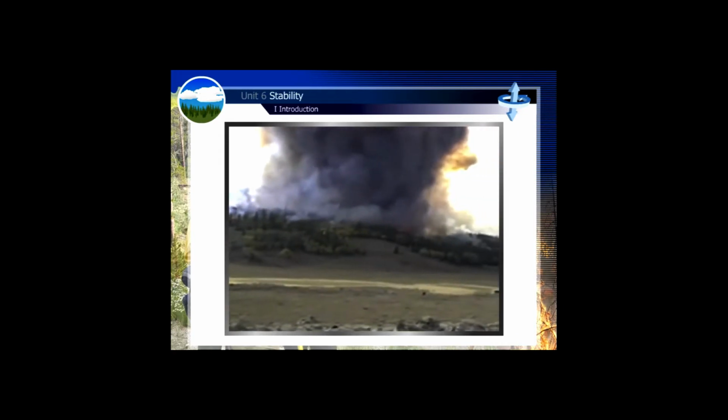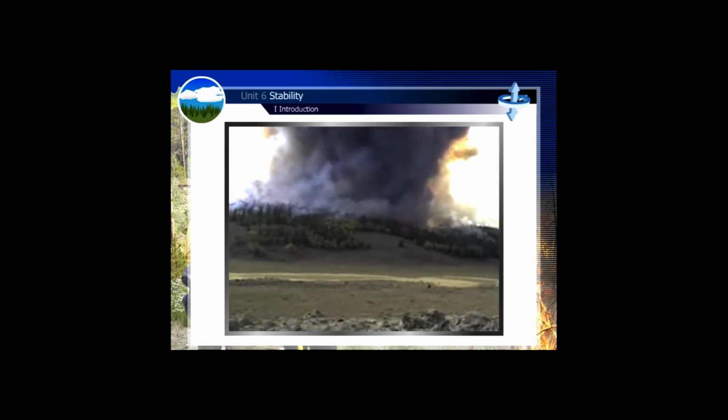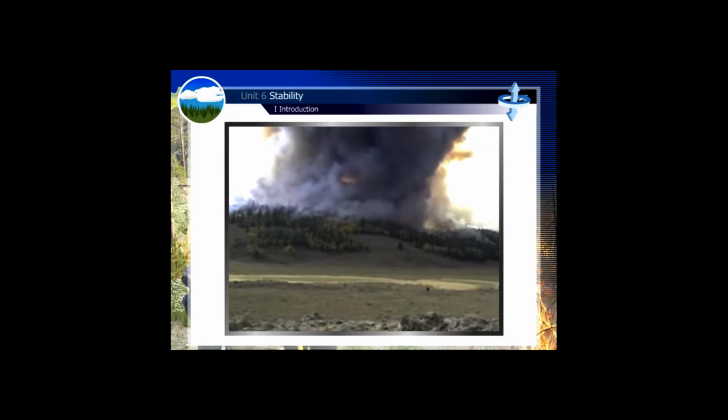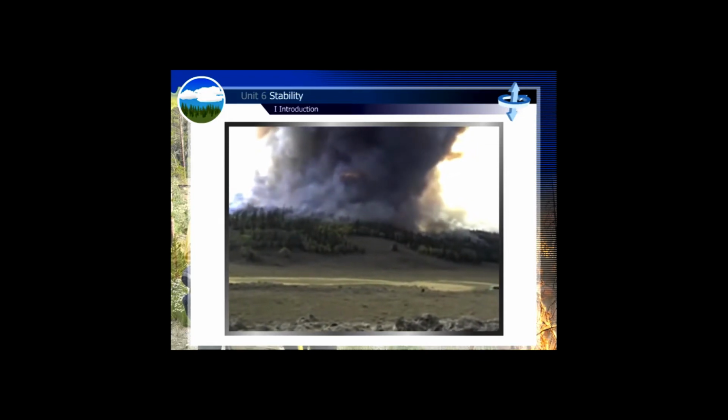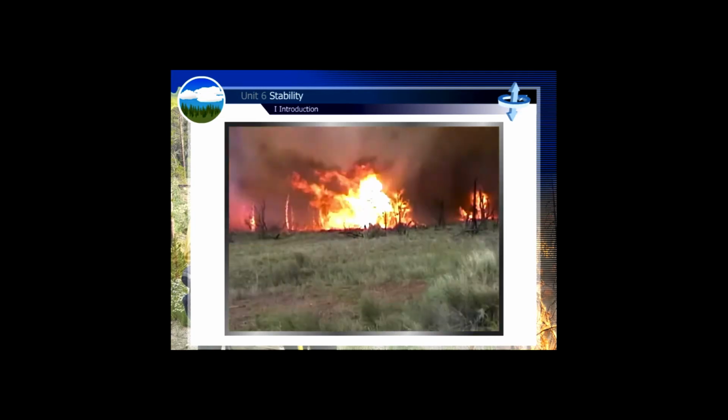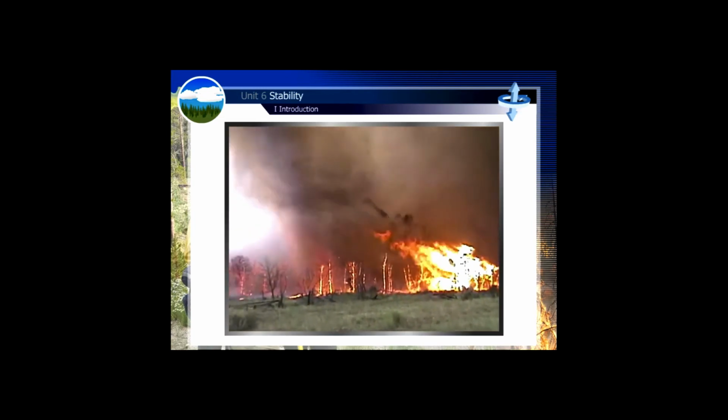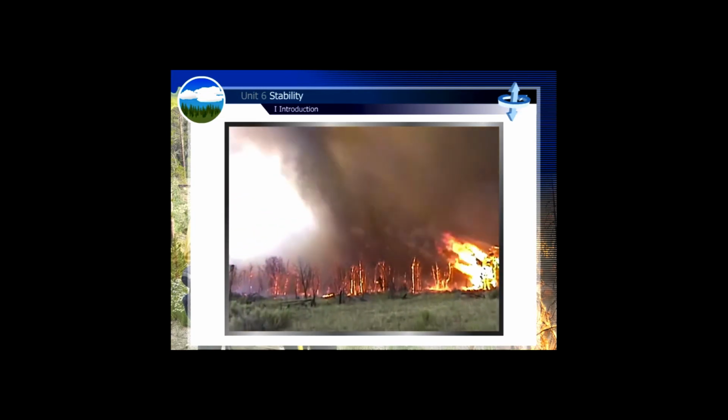It is important to not only recognize when an air mass is unstable, but also when it is in transition from stable to unstable. This video shows how an unstable atmosphere can increase fire activity.